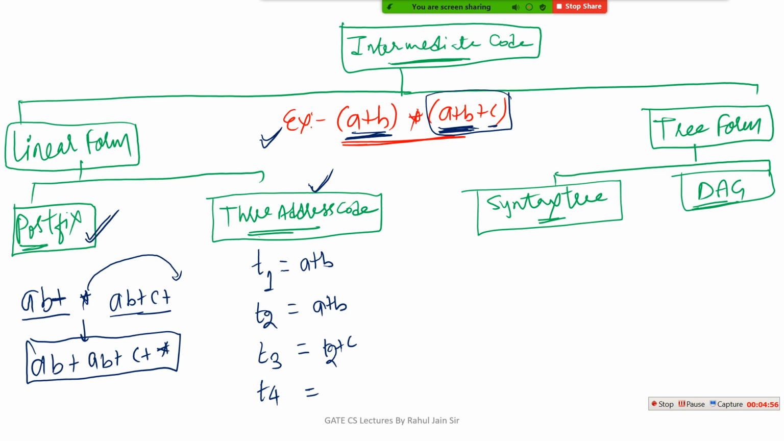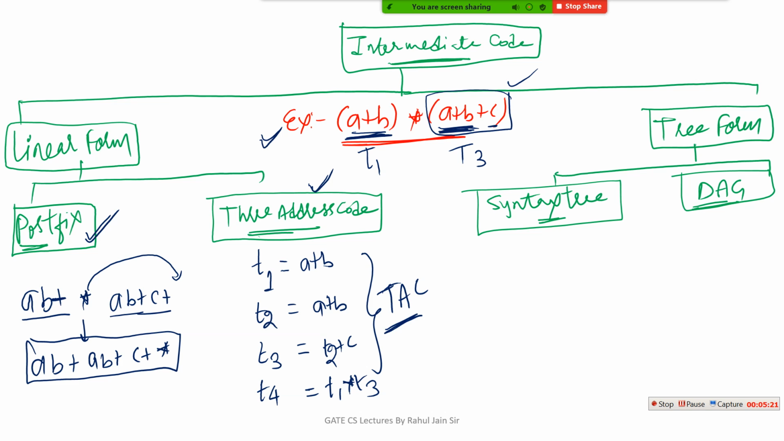It will multiply T1 with T3. So this is my respective three address code, TAC, which is the short form, that is three address code. This is the three address code for my example, right?